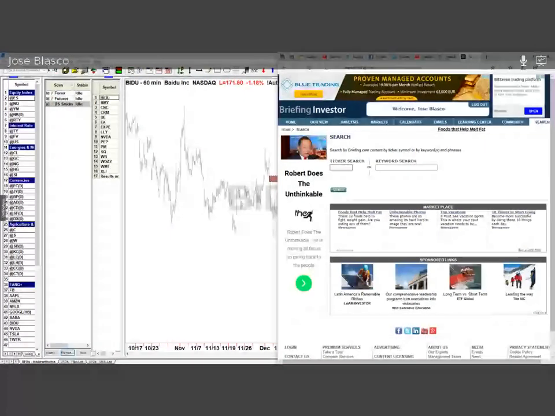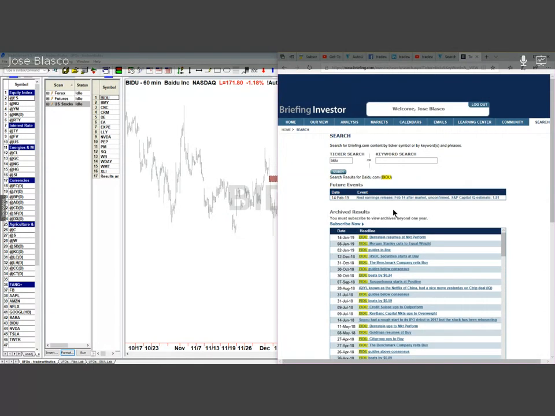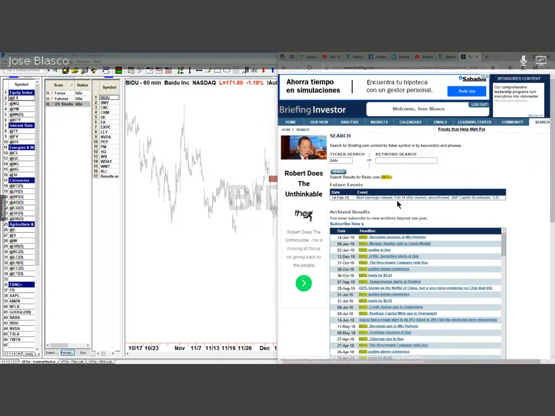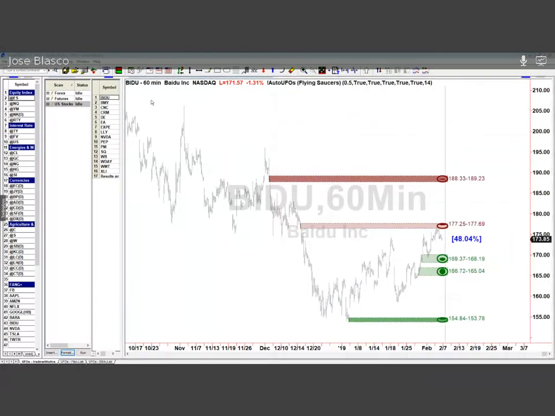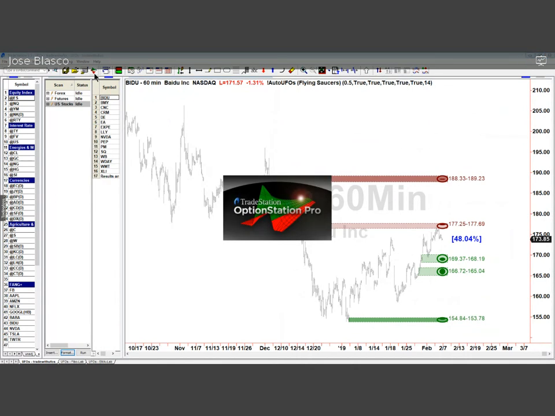So what I'm going to do is one symbol at a time. I'm going to type those symbols starting with Baidu. Look at when is the earnings report for that stock, because if the earnings report is happening too close, then maybe I won't be able to take advantage of this trade. So the next expiration date is February 8, and the next one is February 15. Actually, if we were to load an option chain, this would be seen very easily. So let me do that. I'm loading an option chain, loading Option Station Pro.